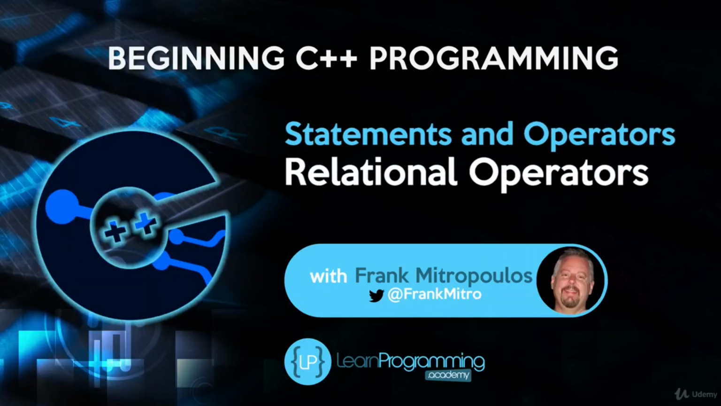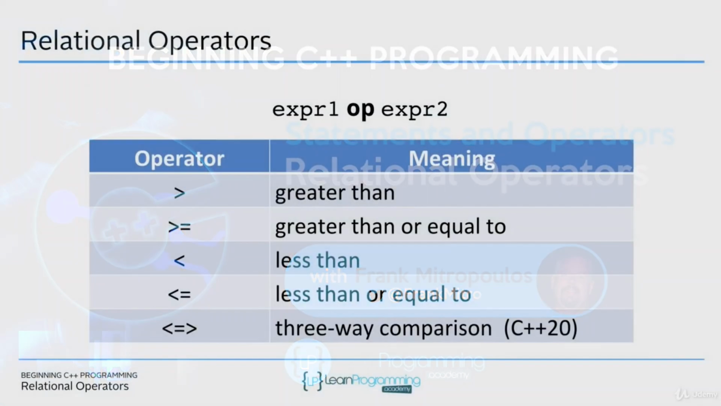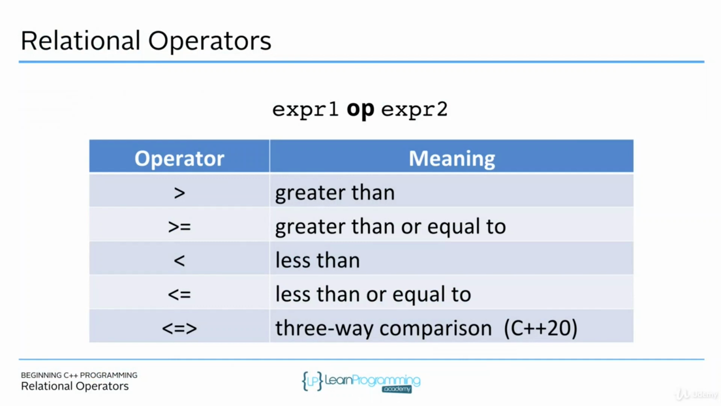In this video, we'll look at C++'s relational operators. In addition to the equality operators, C++ also has several other relational or comparison operators. These are greater than, greater than or equal to, less than, and less than or equal to. And in C++20, there'll be a really neat three-way comparison operator. This operator compares two expressions and evaluates to 0 if they're equal, less than 0 if the left-hand side is less than the right-hand side, and greater than 0 if the left-hand side is greater than the right-hand side.